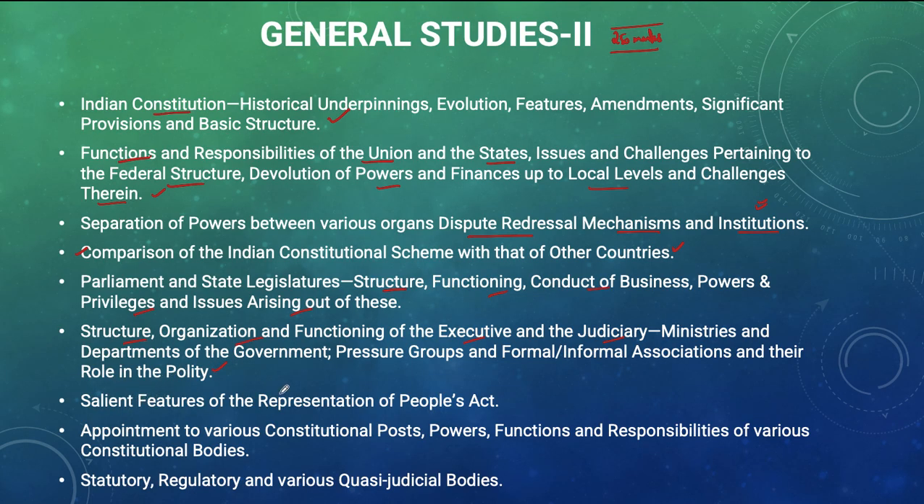With respect to salient features of the RP Act, students, we can expect more questions. So for salient features, we need to refer to the Vajiram and Ravi Yellow Book for this aspect of the syllabus. Appointment to various constitutional posts, powers, functions and responsibilities is covered in Laxmikanth. Statutory, regulatory and various quasi-judicial bodies are also covered in Laxmikanth and basic NCERT books. So only for two components of the syllabus, comparison of the Indian Constitution and salient features, we need a good reference of the Vajiram and Ravi Yellow Book, students.